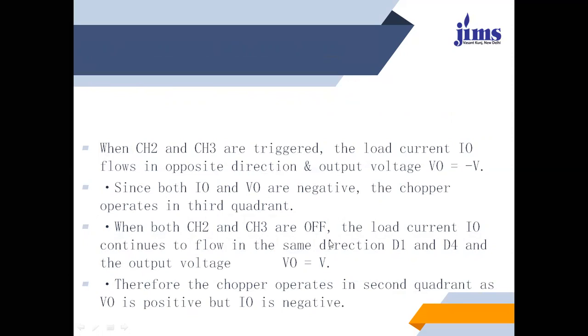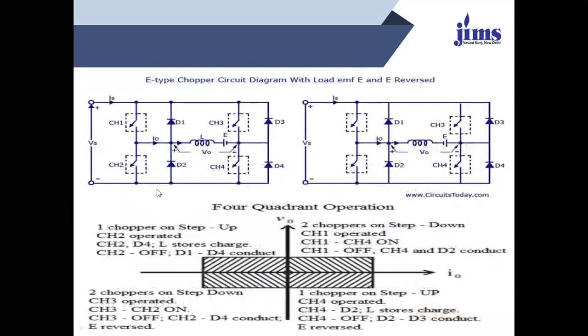When both CS2 and CS3 are off, the load current I output continues to flow in the same direction through D1 and D4, and the output voltage V output equals Vs. Therefore, the chopper operates in the second quadrant, as V output is positive but I output is negative. So this will be the circuit diagram and the operation.